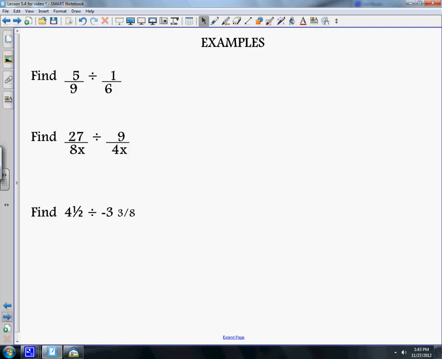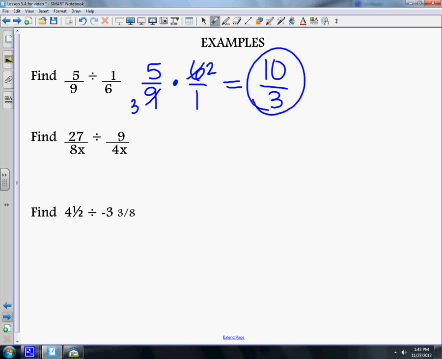So here are some examples. Try these and then we will go over them. Okay, so now I have 5/9. Same. I'm going to change my sign and then I'm going to flip the second one. Same, change, flip. These can both be divided by 3. This becomes a 2 and this becomes a 3. 5 times 2 is 10. 3 times 1 is 3. So you get 10/3.